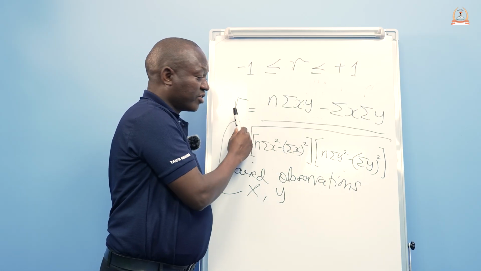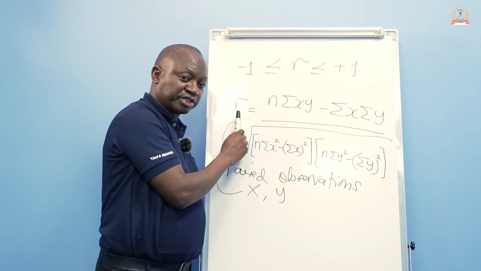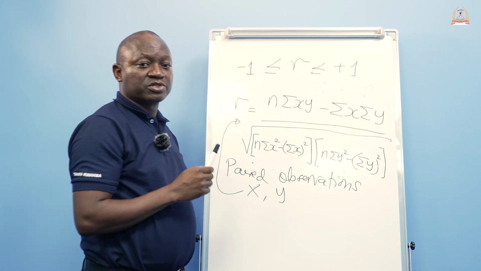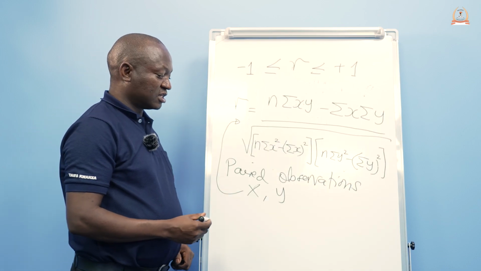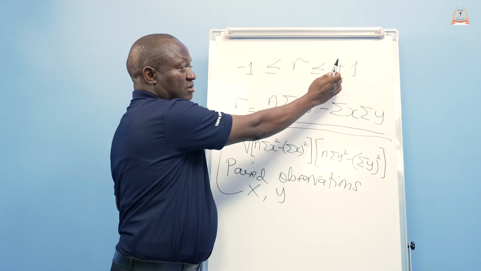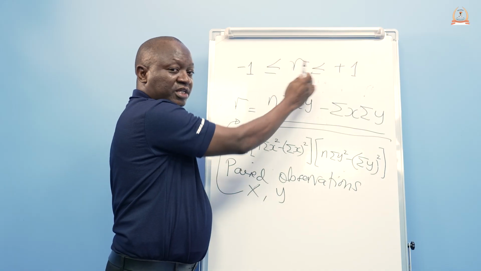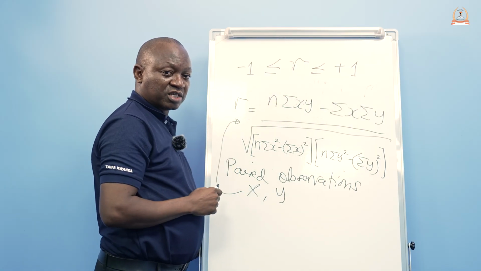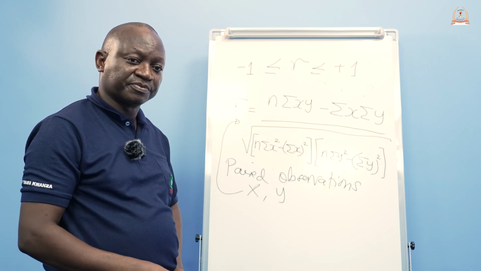And when the value of r is positive, we are saying we have a positive relationship. The question perhaps would be, what if the value of r is -1, is +1, is 0, or is between either of these values here? How do we interpret this correlation coefficient?